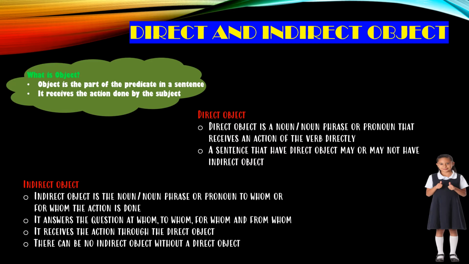Indirect object is the noun or noun phrase or pronoun to whom or for whom the action is done. It answers the question at whom, to whom, for whom, and from whom. It also receives the action through the direct object. There can be no indirect object without a direct object. Remember, there can be no indirect object without having a direct object in that sentence. Okay, we look at some of the examples in the following slides to make it clear.